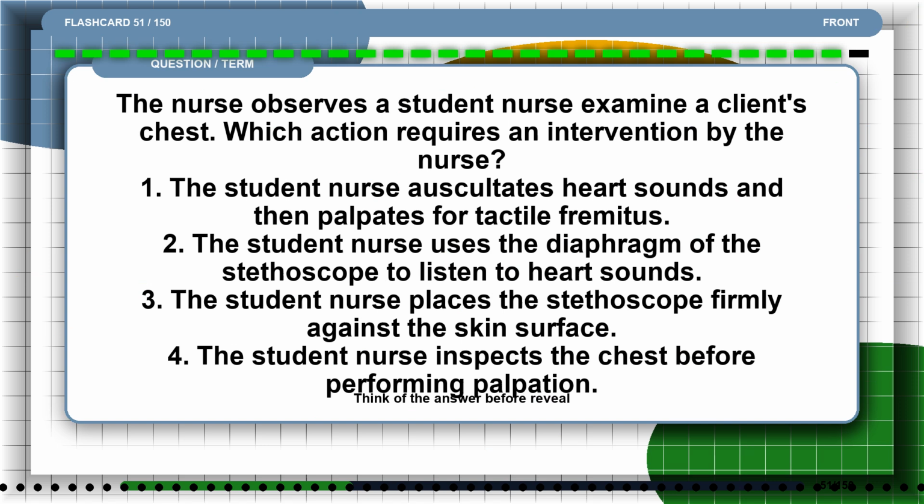Flashcard 51. The nurse observes a student nurse examine a client's chest. Which action requires an intervention by the nurse? 1. The student nurse auscultates heart sounds and then palpates for tactile fremitus. 2. The student nurse uses the diaphragm of the stethoscope to listen to heart sounds.